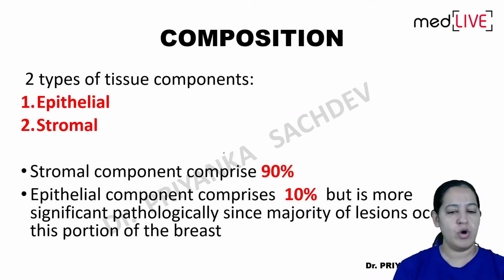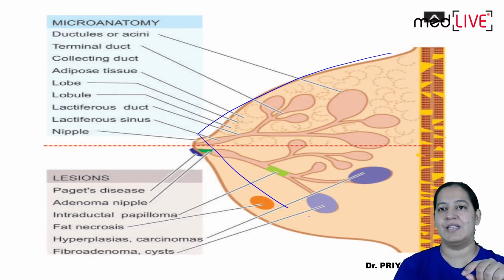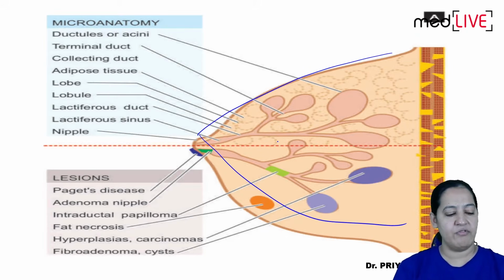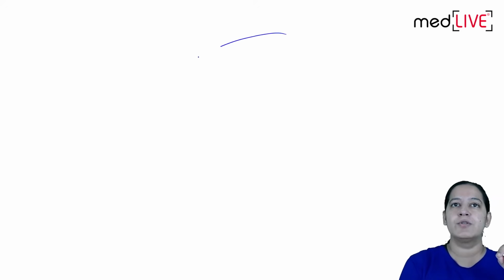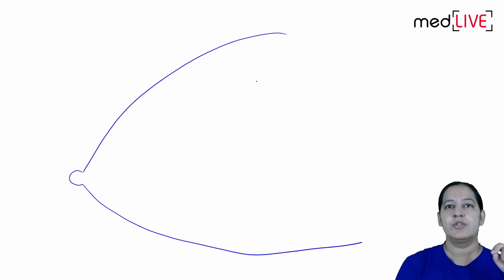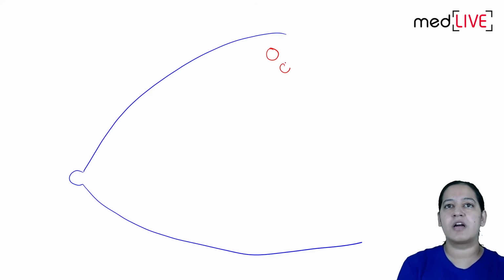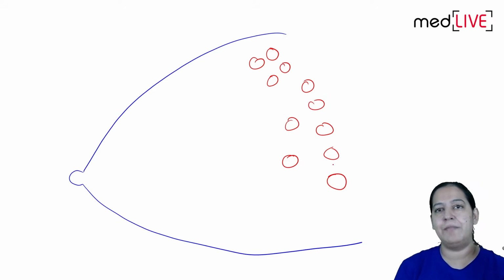It has two components. Can you see the diagram of a breast here? I would like to draw one diagram to explain. So this is the breast, this is the nipple of the breast. You can see the entire breast. The entire breast has multiple ductules inside it. These are the small ductules or acini. So the whole breast is made up of these ductules and acini.